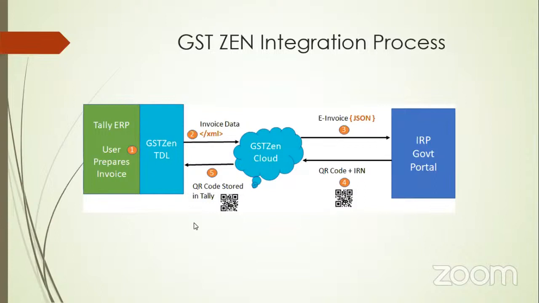That will be converted. We are taking the case of Tally here. So we install a GST Zen TDL in Tally. When you create an invoice and push it, it will be sent to GST Zen. GST Zen will convert it into a JSON and send it to the e-invoice portal. From there, it will get the response and save it back to your ERP.